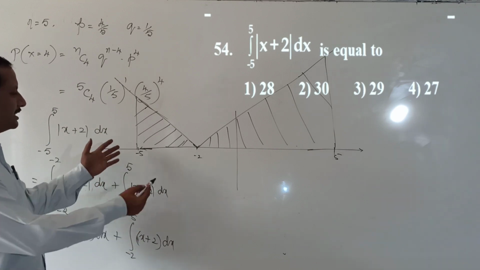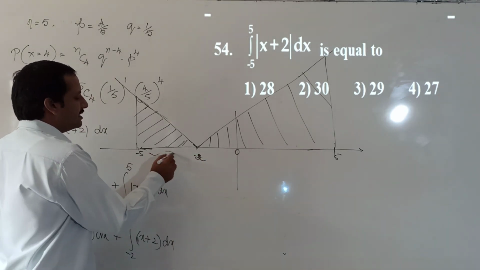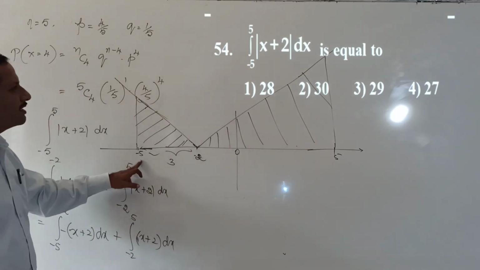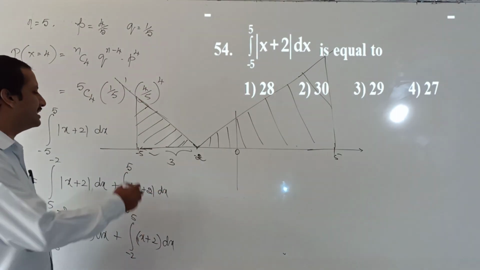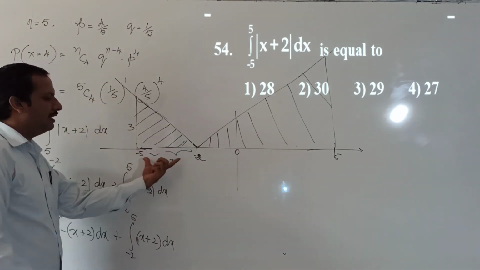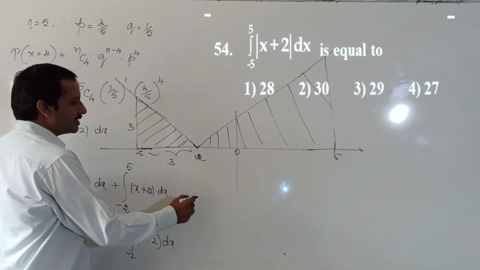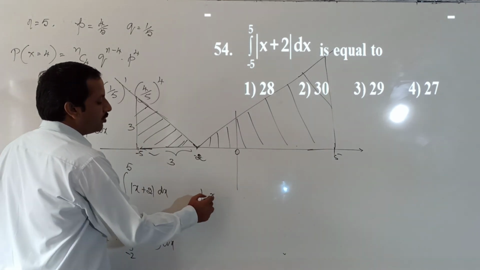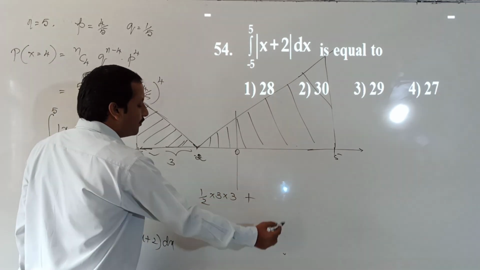So consider this triangle. Here minus 5, this is minus 2. That means this distance is 3. And at x equal to minus 5, what happens? Minus 5 plus 2, you get minus 3. Modulus of minus 3 is 3. This length is 3. So this is a triangle with base 3, height also 3. So the area of this triangle is half into base into height, half into 3 into 3, 9 by 2.